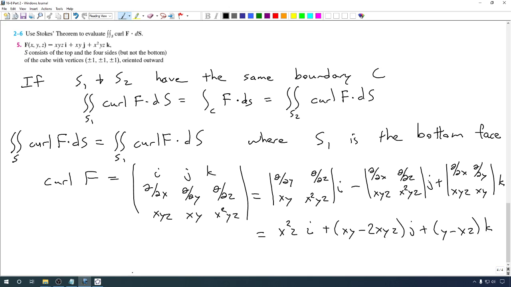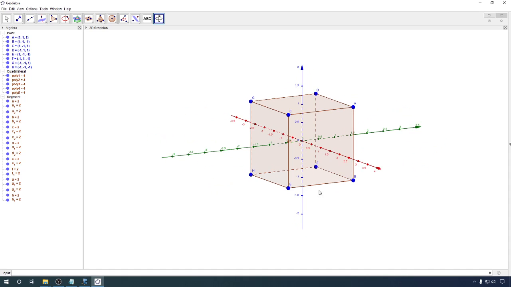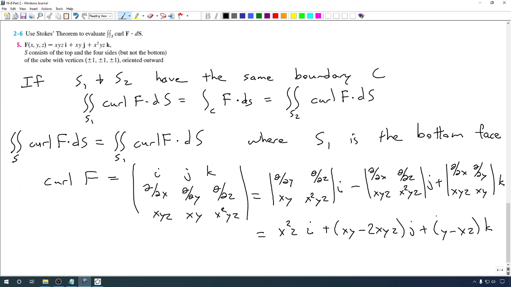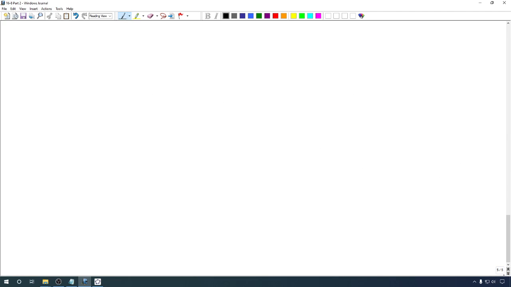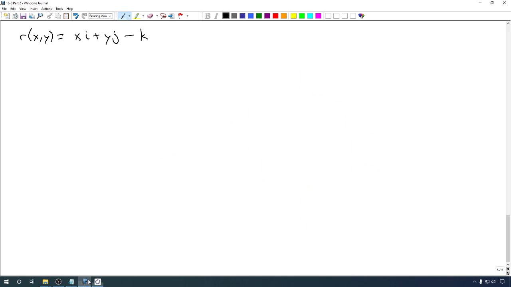Now, what are we going to be doing with this? How are we going to parameterize this bottom surface? Well, keep in mind, all we're really doing there is setting r of xy equal to xi plus yj, well, not plus 0. I guess it's minus 1 times k, because all of our z values down here are negative 1. Our actual normal vector here is going to be a positive k.